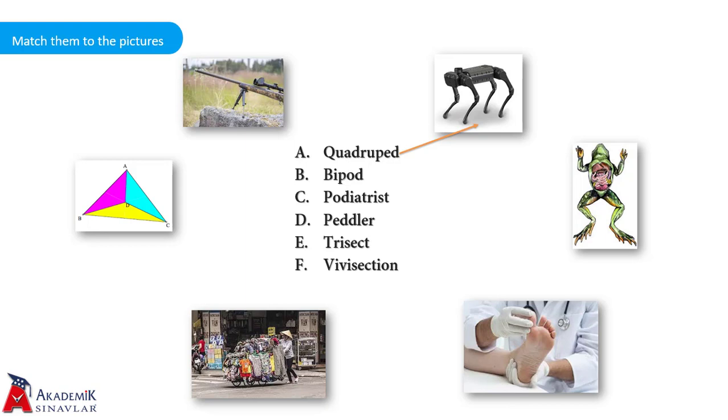Quadruped, a 4-footed robot. Biped, something with 2 legs or 2 feet to keep a gun stable, usually used by soldiers. Podiatrist, foot doctor. Peddler, a seller. Trisect, to cut something into 3 equal parts. And vivisection, doing research by operating on living creatures.